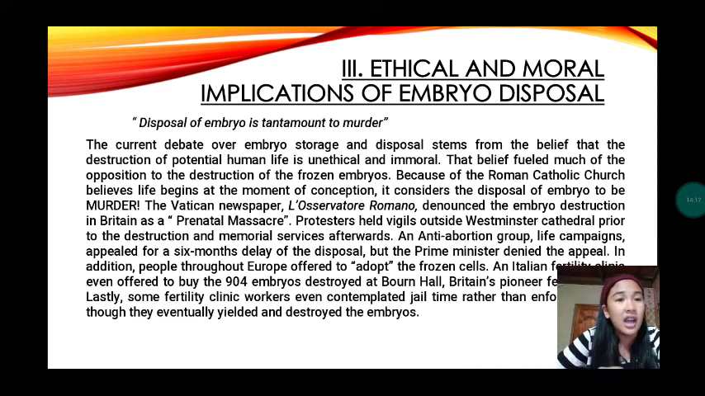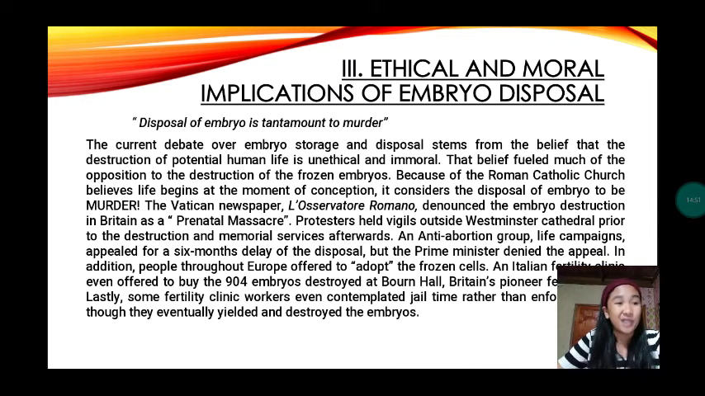Because the Roman Catholic Church believes life begins at the moment of conception, it considers the disposal of embryos to be murder. The Vatican newspaper, L'Osservatore Romano, denounced the embryo destruction in Britain as a prenatal massacre. So they consider the disposal of embryos a prenatal massacre.